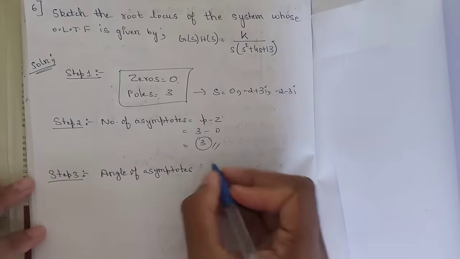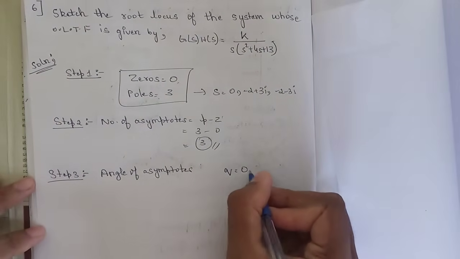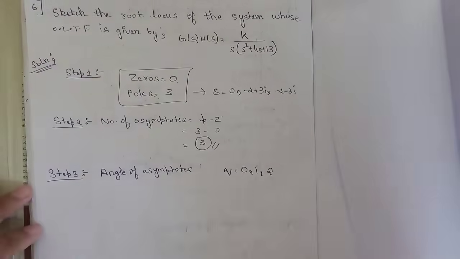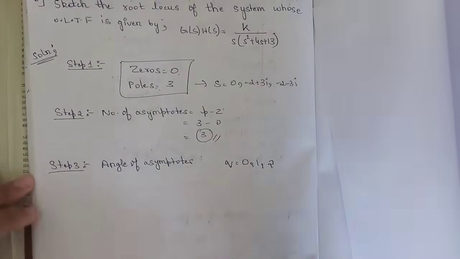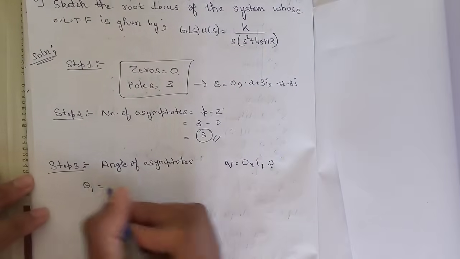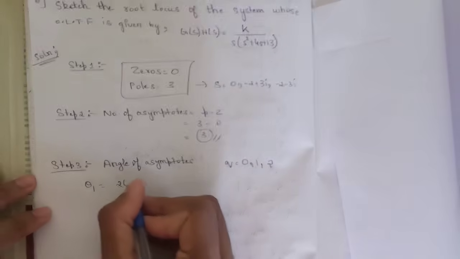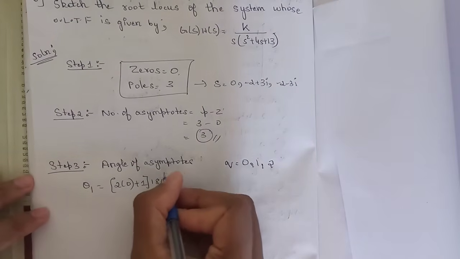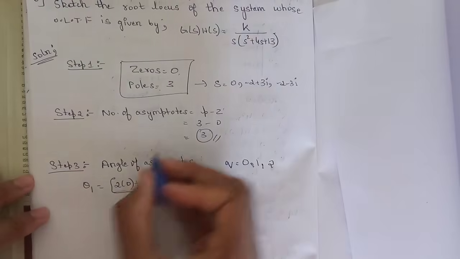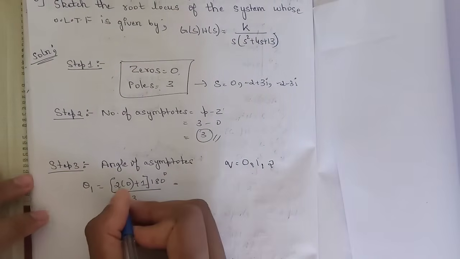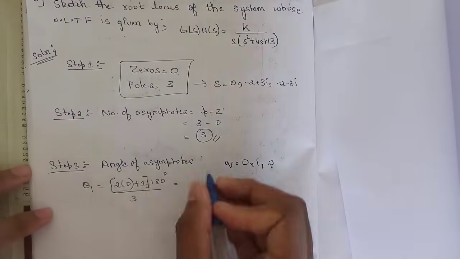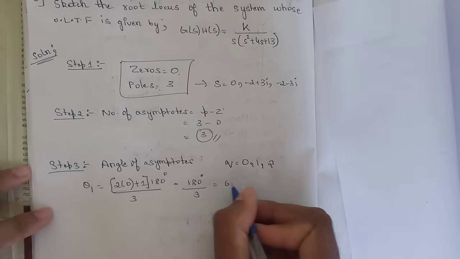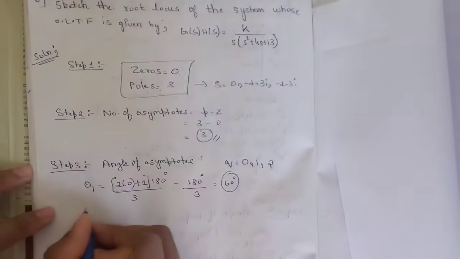Asymptotes. So the value of q would be ranging from 0, 1, 2, since we have 3 lines of asymptotes. That's why 3 values: first value 0, 1, 2. So the angles of asymptotes are: theta 1 is equal to (2 into 0 plus 1) into 180 degrees divided by 3. P minus z is 3, right? So 2 into 0 is 0, 0 plus 1 is 1, 180 into 1 is 180 divided by 3. So that is equal to 60 degrees. So this is the first angle.